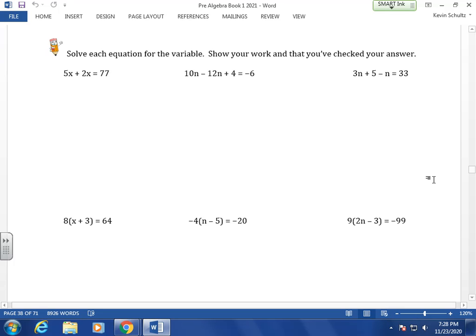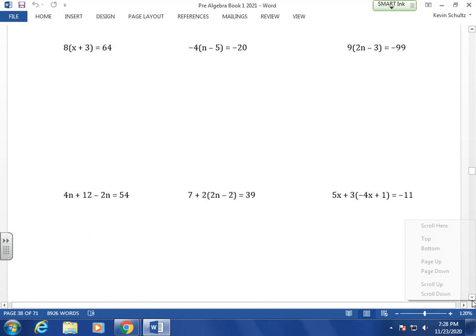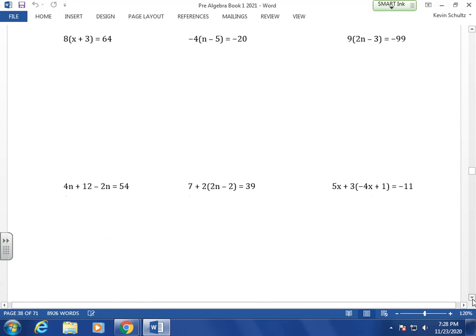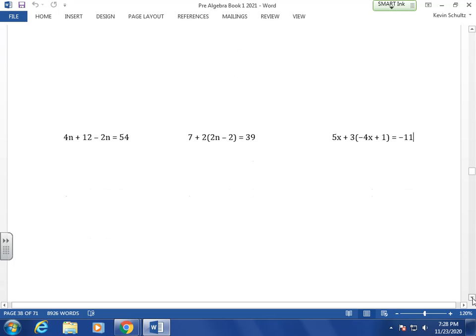As I continue here, the top row is all combining like terms. The second row, you're going to be distributing. And then the third row here is a combination. So you can expect at least one from each row, just so you kind of get a good variety. Please don't forget to check your answer. I'd love to see everybody get 100%.